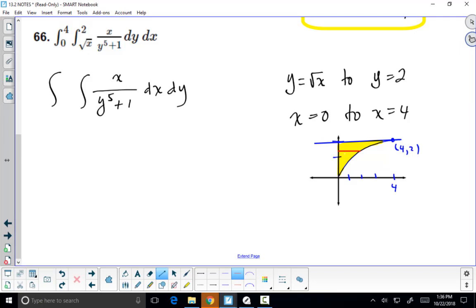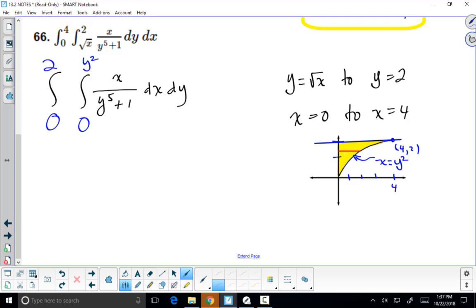This tells us that the y values are now constant. They come from the interval 0 to 2. The x limits come from the boundaries of this element. They go from x equals 0, that's the left boundary. Now we have to write the right boundary as an x value. We'll write it as x equals y squared. That will be our upper limit.